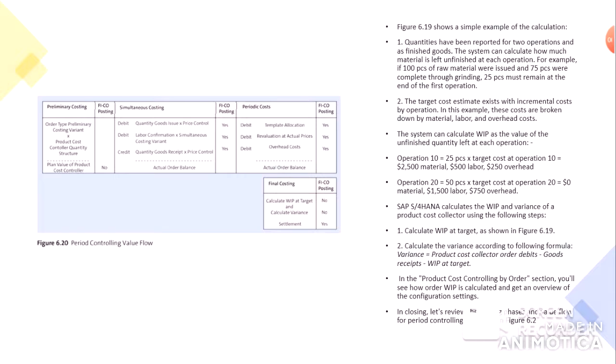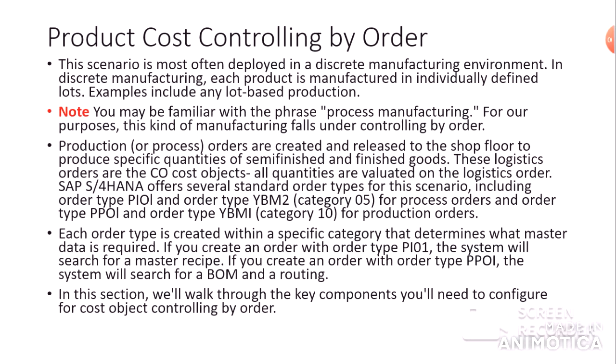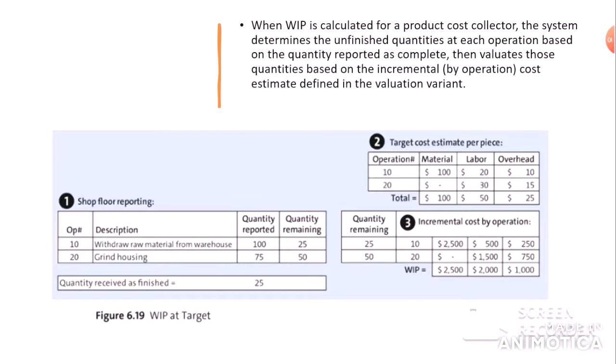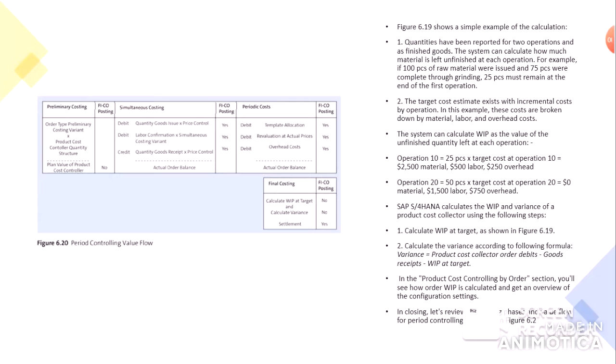SAP S/4HANA calculates the WIP and variance of a product cost collector using the following steps. Calculate WIP at target as shown in the figure. Calculate the variance according to the following formula: variance equals product cost collector order debits minus goods receipts minus work in process at target.